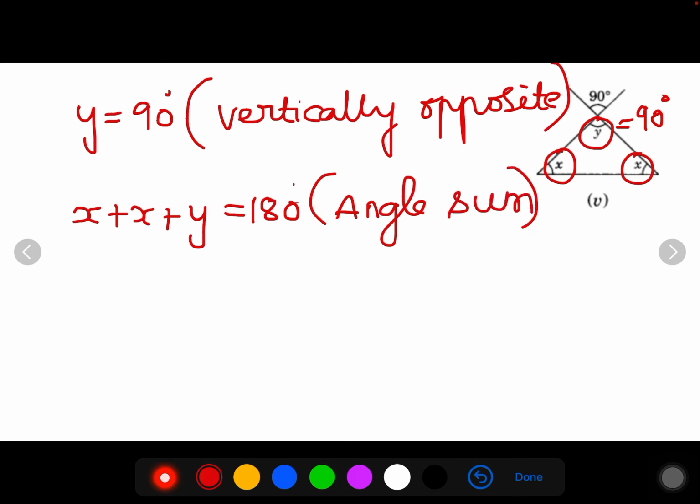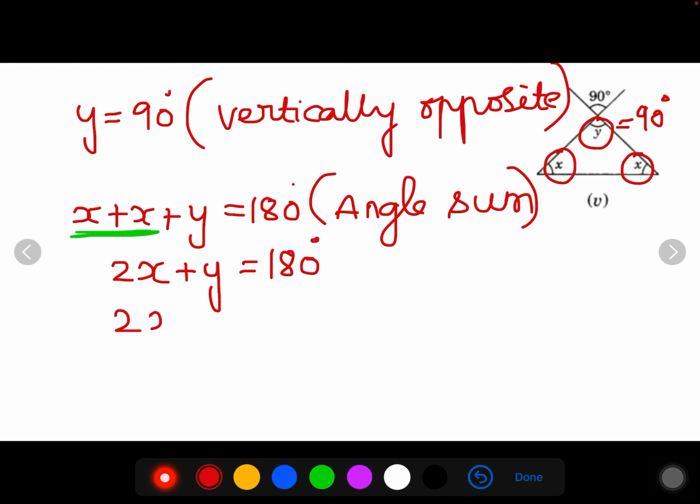So what is x plus x? x plus x is 2x, as I have already told you. When you are adding two variables, you will be adding their coefficients. So here the coefficient is 1, here the coefficient is 1. So 1 plus 1 is 2 times x, 2x. So x plus x is 2x, plus y is equal to 180 degrees.